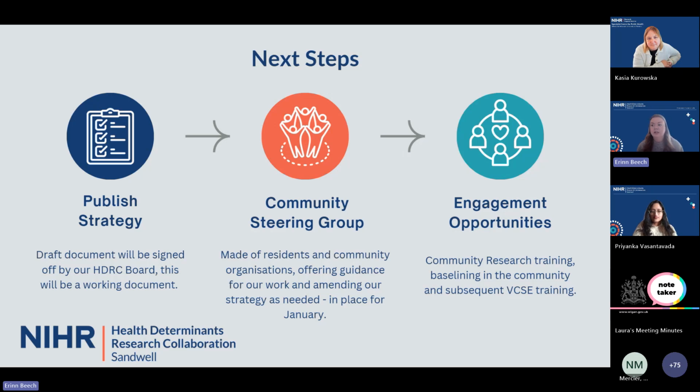So if we're not reaching specific groups, do we need to add more to the strategy that's going to focus on that, and how we're going to do that? And then finally, further engagement opportunities. So we are looking at the start of next year to have some accredited community research training. We're also going to do some baselining in the community around research, perception, involvement, and then any development and training needs that the community sector and also residents might have, and then hopefully develop some subsequent training for the voluntary sector as well.